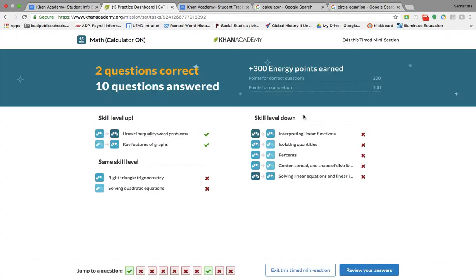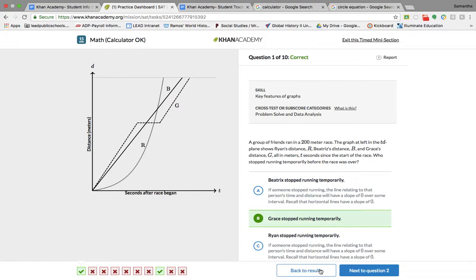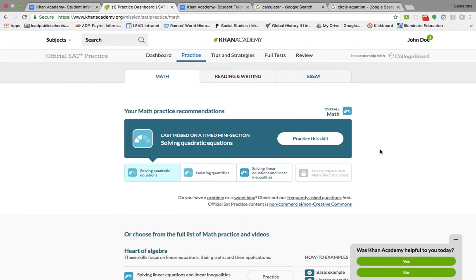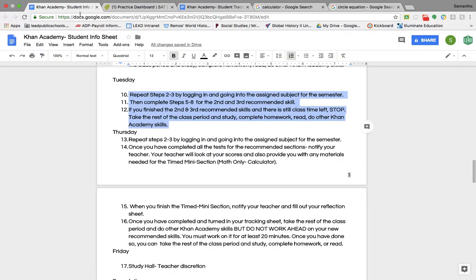Yes, I'm done. Okay. Now, what's going to happen is I get to see I got 2 questions correct out of the 10 I answered. It says I leveled up on some skills, some I'm the same, and some leveled down. I can review my answers, see what I did wrong, and go back to results. Exit time mini section. What's going to end up happening is on Thursday when you take your time mini section and you finish, it's going to give you 3 new skills you're going to work on, but you're going to work on those skills the next week. So every time you take that time mini section, it's going to give you 3 new skills to work on.